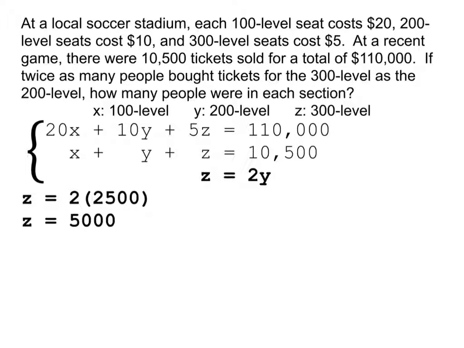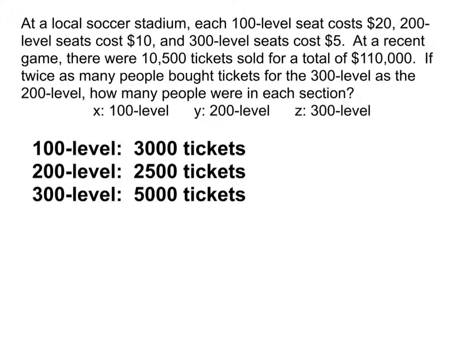And so having worked that through, we then have found out that there would have been 3,000 of the 100 level tickets, 2,500 of the 200 level tickets, and then 5,000 of the 300 level tickets. And we're done. Mostly in this problem, what was new and different was just the fact that we were having to write the equations ourselves from the words. But once we had them written, same basic idea as what we've been doing, right? Solve the 3x3 by turning it into a 2x2, then solve the 2x2.